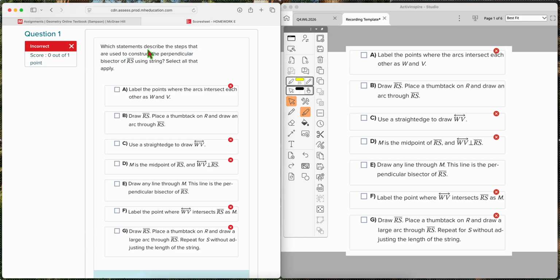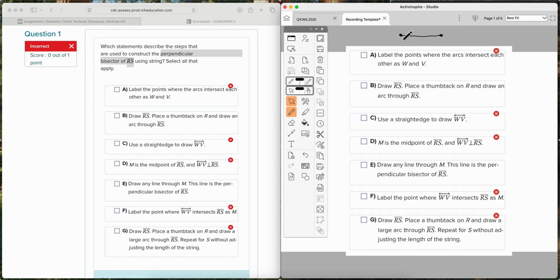Statements describe the steps that are used to construct the perpendicular bisector of line segment RS using string. Select all that apply. So these questions are always kind of tricky in my opinion, and what's trickier about this one is that I don't use string usually to find the perpendicular bisector. I don't know why that's their default.